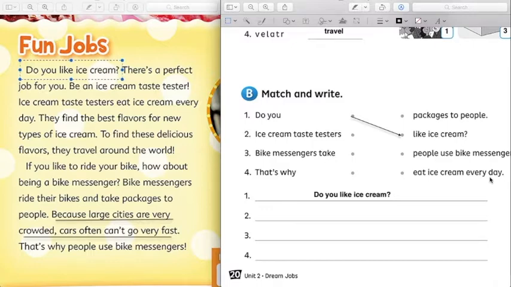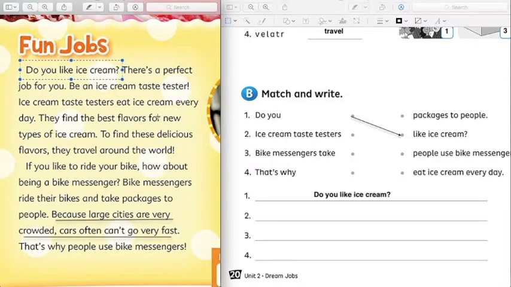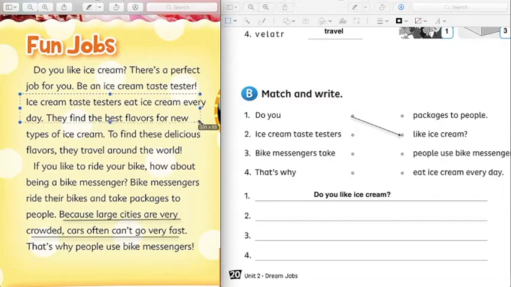So let's go ahead and read from here. There's a perfect job for you. Be an ice cream taste tester. Ice cream taste testers eat ice cream every day. So we have it right there.